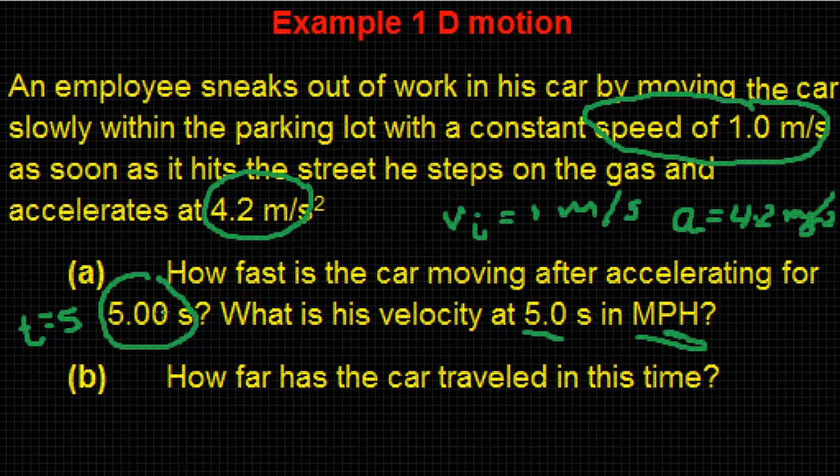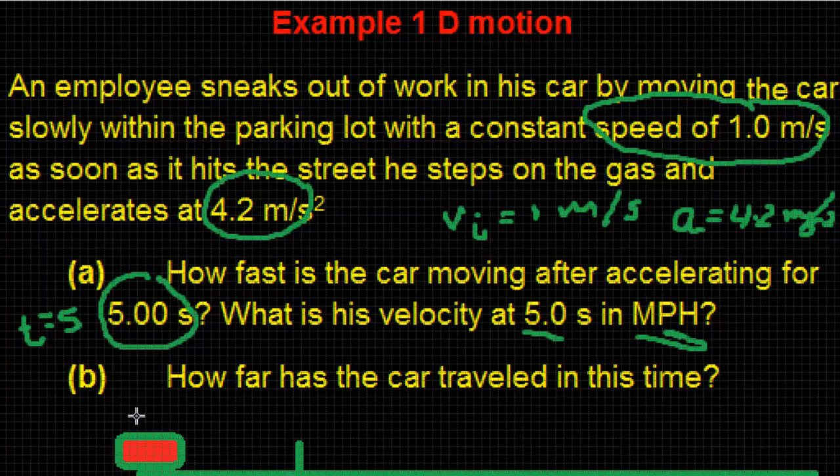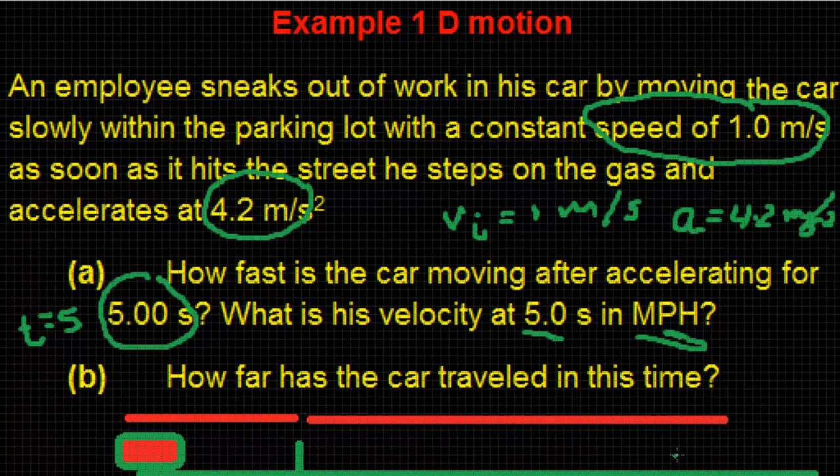That's a unit conversion. Now, it's always a good idea to start with some kind of a drawing just to give you an idea. Here's a car and it travels for a distance. Let's assume this is the gate for the parking lot. So for this distance here, it travels at a constant speed of 1 meter per second. Then once the car gets to here, he steps on the gas and it travels for 5 seconds. We need to know the final velocity here.